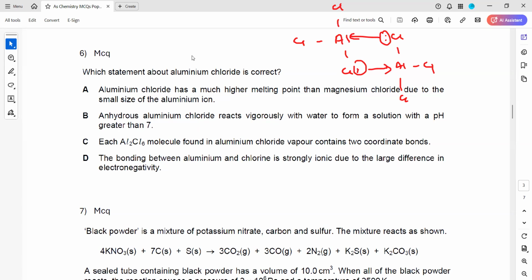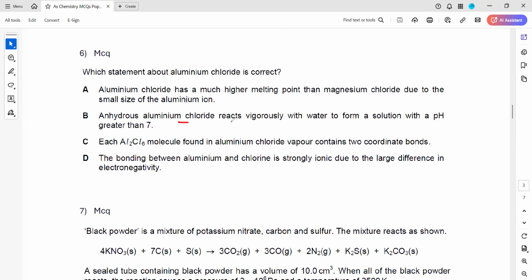Aluminium chloride has much higher melting point than magnesium chloride due to the small size of aluminium ion. The melting or the boiling point depends on the intermolecular forces rather than the size of the ions. We relate the size, but the main thing, whenever we explain the structure, is to explain it in terms of the attractive forces between the molecules and the intermolecular force.